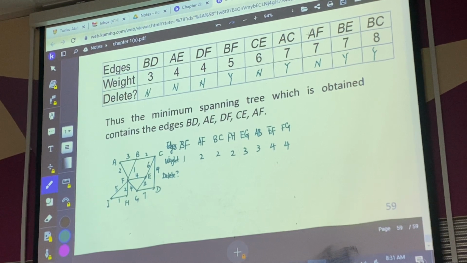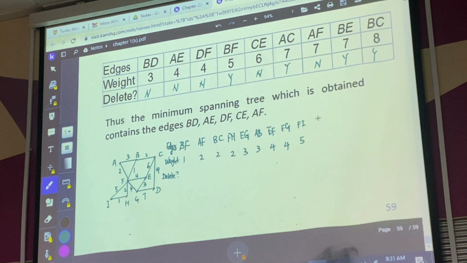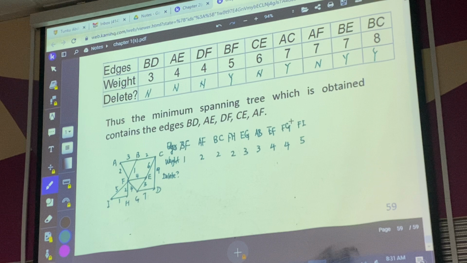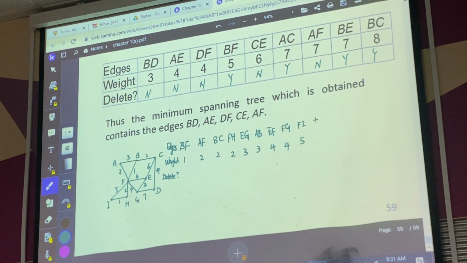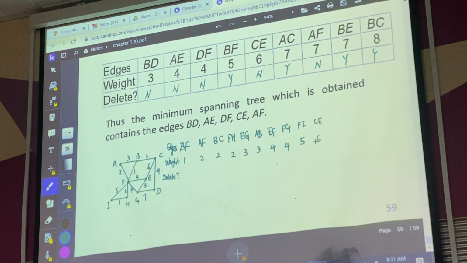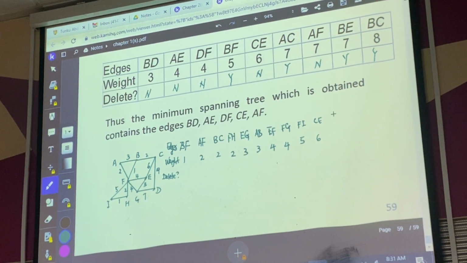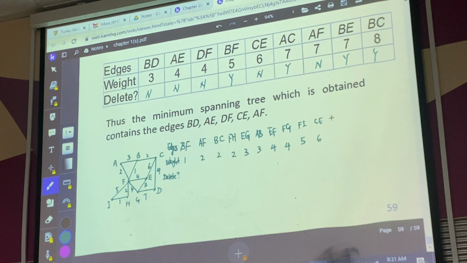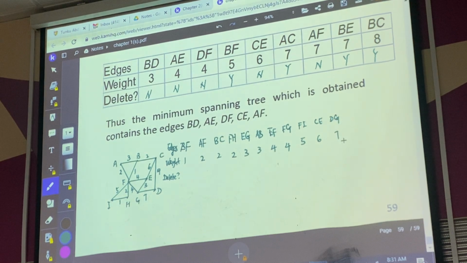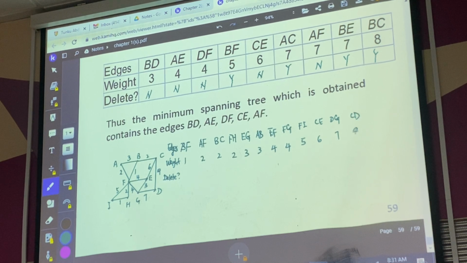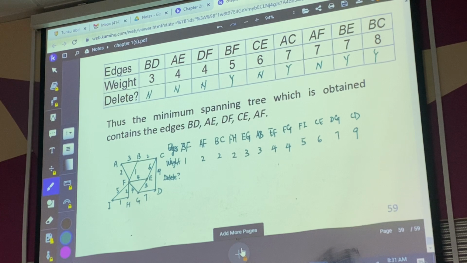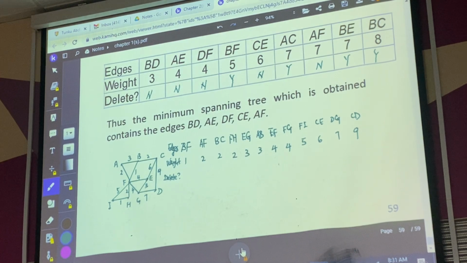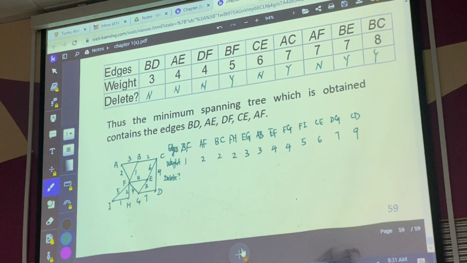And weight 5, FI, weight 5, 1 only. Weight 6, weight 7, DG, right? Weight 7, and the last one is CD, weight 9. Yeah. Okay, which one we will not delete?